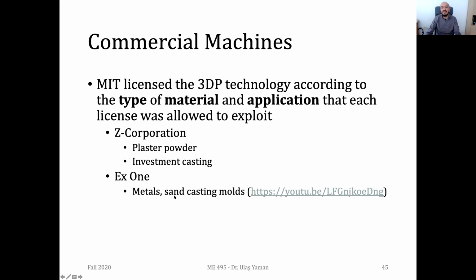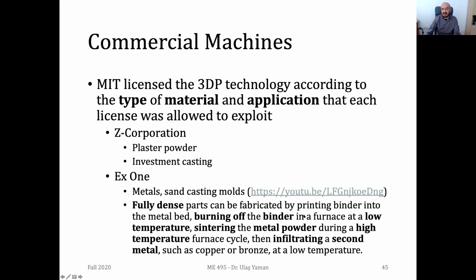But later, you need to do some burning off. These binding agents will be burned off, and another infiltration will be performed. And that will be done with the second metal, usually copper, since copper has a lower melting point temperature than steel and other kinds of metals. So it's mostly preferred as the infiltration material.